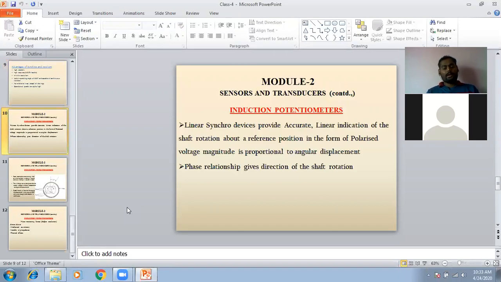So again, the last section of module 2 is the induction potentiometer. So this induction potentiometer, you know what do you mean by induction?